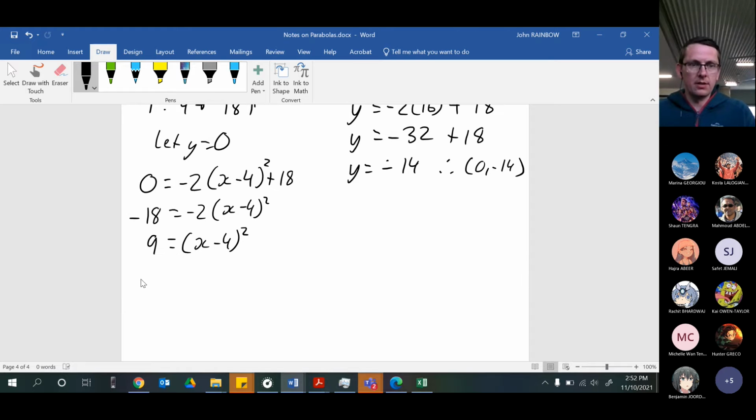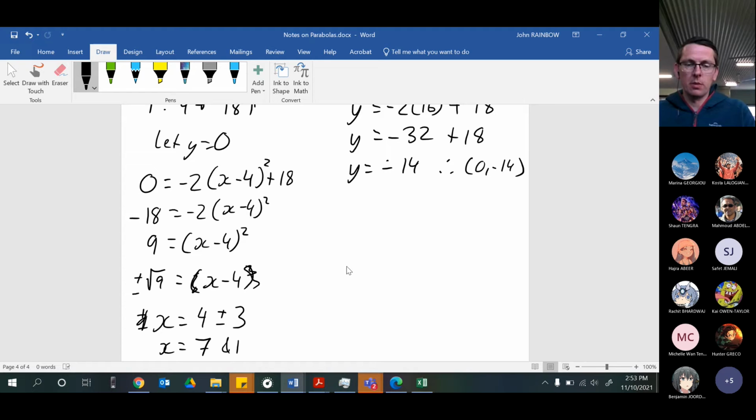Now I can square root both sides. It's going to be plus or minus the square root of 9. The square root of 9 is 3. We have a nice whole number this time. I don't have to worry about the brackets because I've actually square rooted this side too, and that's what it gets to. So that is going to be plus or minus 3. So that means x will equal, and I add 4 to both sides, 4 plus or minus 3. So therefore x equals 7 and 1. So that's where my coordinates are.